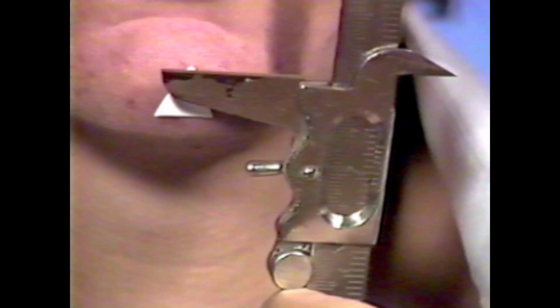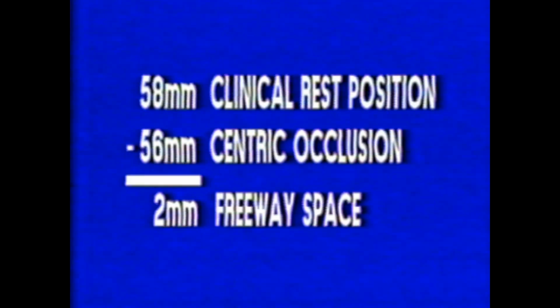Another method is to have him pronounce MMM and relax. With either method, the measurement is 58 millimeters. The difference between the measurements will be the freeway space. This subject's freeway space is approximately 2 millimeters.